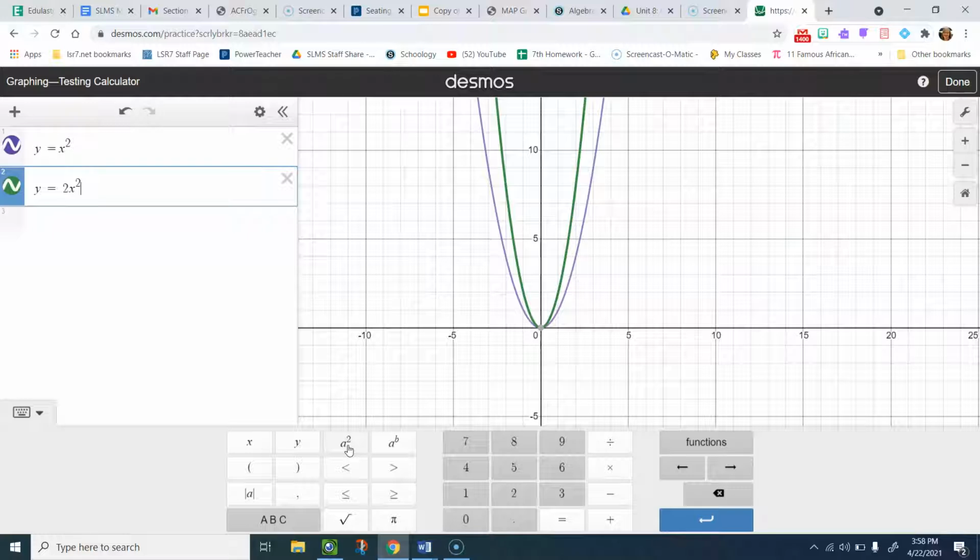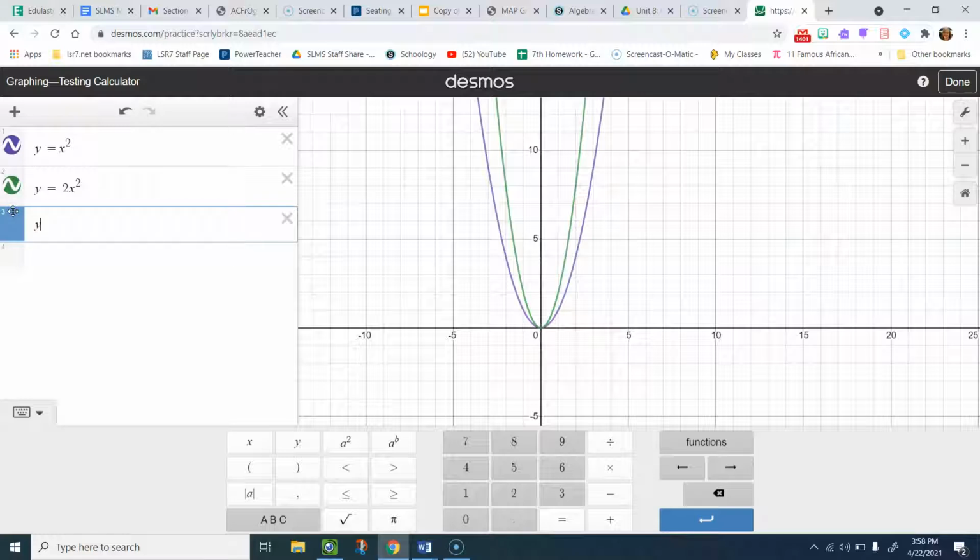Okay, now wait, what was the parent function? Let's look over to the side. See how the green one is the new one. The purple one is my parent function. And notice what happens when I do y equals 2x squared. So notice what's going on there. Okay, let's go to our third equation. Well, let's just talk about this. Notice that it gets skinnier. It's a skinnier one. And we'll talk more about that, but just notice that it gets skinnier.